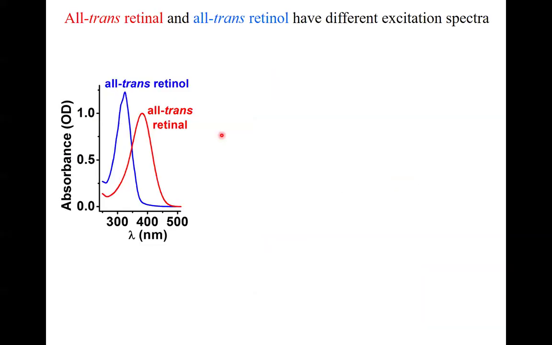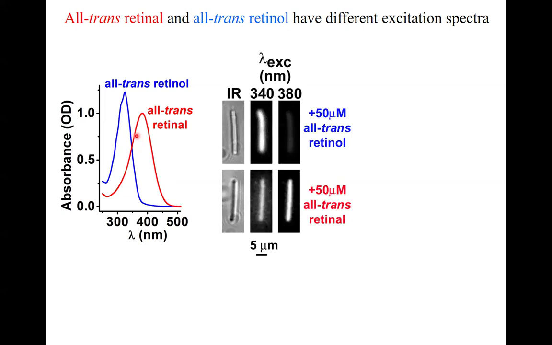The reason for that is that retinol and retinal have different excitation spectra. This is in a cuvette, and these are absorption spectra, which are very similar to excitation spectra in this case. All-trans retinol peaks around 325 nanometers, all-trans retinal at 380 nanometers, and there is an isosbestic point around 340 nanometers. So by using different wavelengths of excitation light, we can distinguish between these two retinoids. And this is showing you that we can indeed do that.